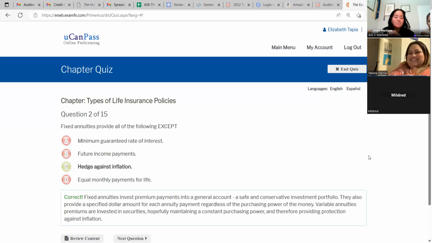So fixed annuities invest premium payments into a general account, a safe and conservative investment portfolio. They also provide specified dollar amounts, but they don't provide protection against inflation. So hopefully maintaining a constant purchasing power, meaning the power to keep buying stuff, protects you against it.